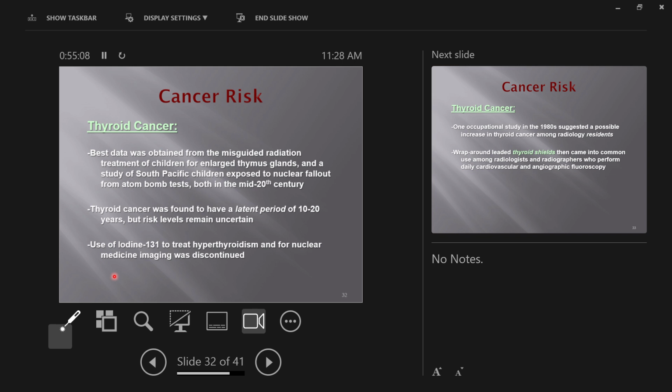Okay, and what did Bergonié and Tribondeau say about cell sensitivity? What are the two things they said? What makes a cell more sensitive to radiation? Maturity, and that's the same thing. So differentiation, maturity, we'll put in the same bucket. The other thing was rate of mitosis, right? How rapidly it divides and how differentiated it is.